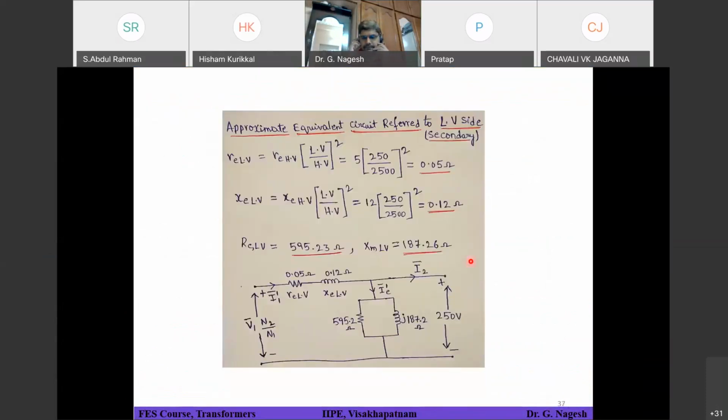Right. So in the last class, we have seen how to draw the equivalent circuit when the data was given. How to find out the parameters referred to one side, maybe LV side or HV side, whatever it may be. So using the open circuit and short circuit test data available to us, we can determine all the parameters of the equivalent circuit. Okay, so now we are clear with the equivalent circuit.